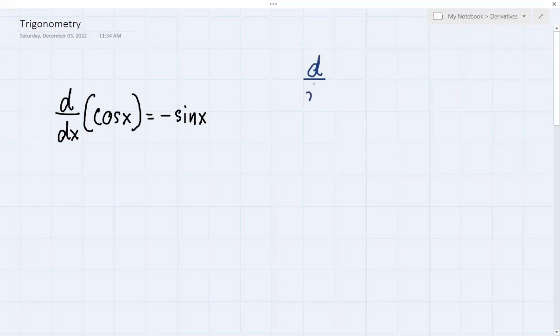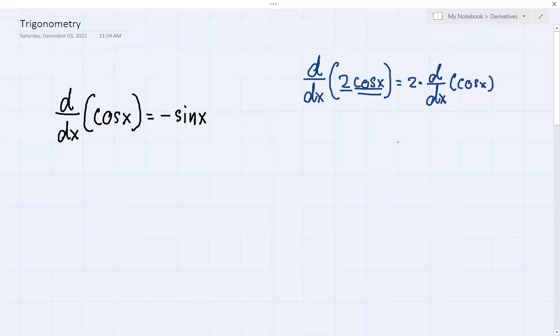So kunwari, meron tayong ganitong given. The derivative of 2 times cosine x. So what would be the answer? So we have a constant and we have a trigonometric function of cosine x. So we will have 2 times the derivative of cosine x. So therefore, ang sagot mo rito ay 2 times negative sine x. So pag multiply mo silang dalawa, we have negative 2 times sine x. That's it. It's actually easy.